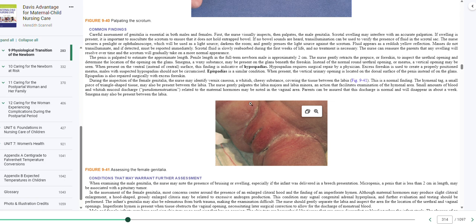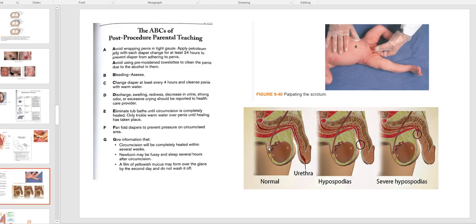If you look on page 315, you'll see these terms, hypospadias and epispadias, okay? Right here, this is a normal urethra end. The hypo, I remember hypo, low, okay? It's underneath, all right? Severe hypospadias is right here where the testicles and the penis are conjoined. So severe, major surgery is going to have to happen here to extend this urethra all the way down to the tip of the penis, okay?